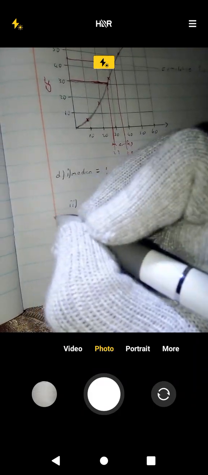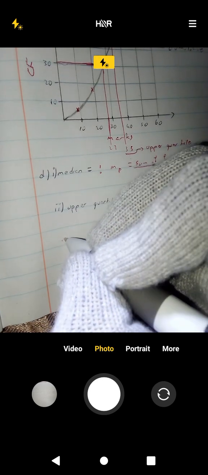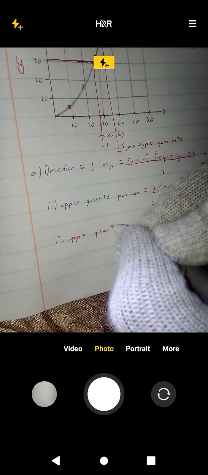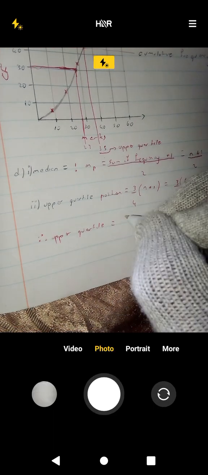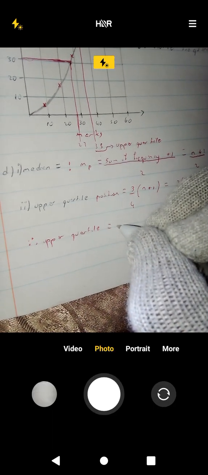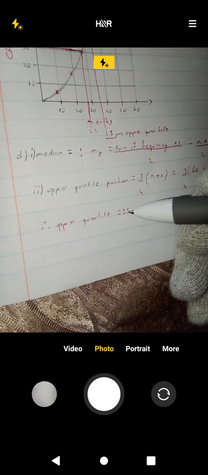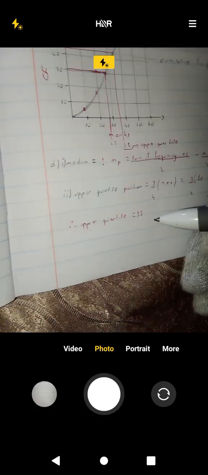So we can conclude that the upper quartile is 35. So it should be more accurate on your drawing. I hope the concept of an upper quartile is clear. So let's now move on to a lower quartile.